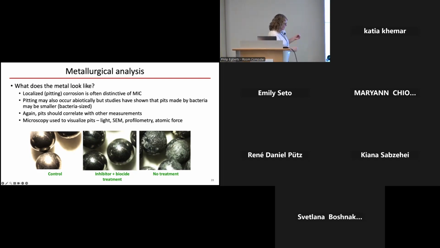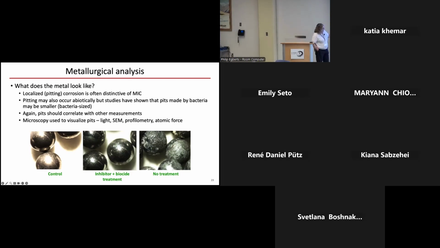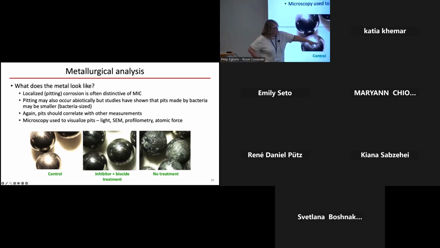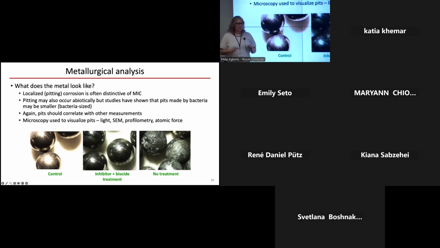And so these are just, again, some bead pictures. We use these little tiny carbon steel beads that are nice and shiny in sterile controls. We did an experiment where we added an inhibitor and a biocide. So at the end of the experiment, also nice and shiny, but when there was no treatment, the beads were all kind of chewed up by the microorganisms.